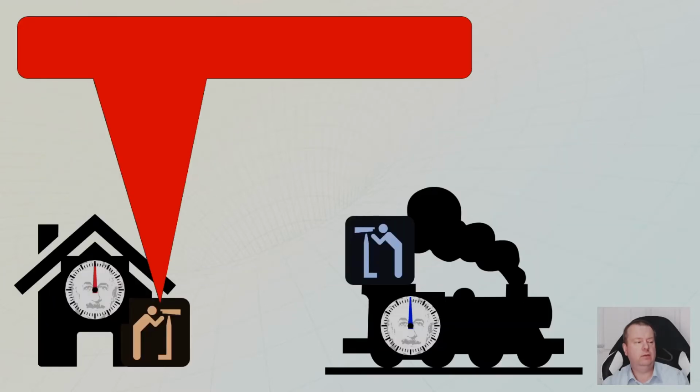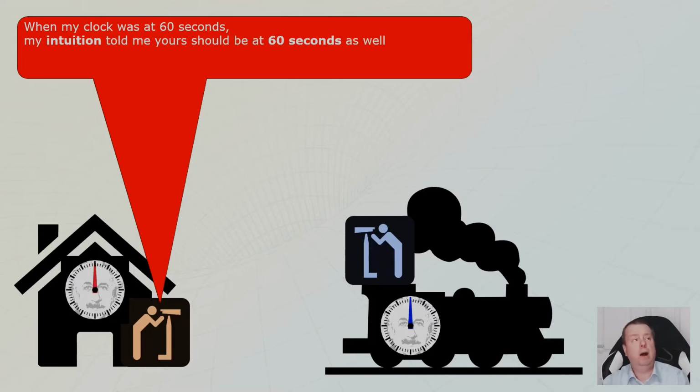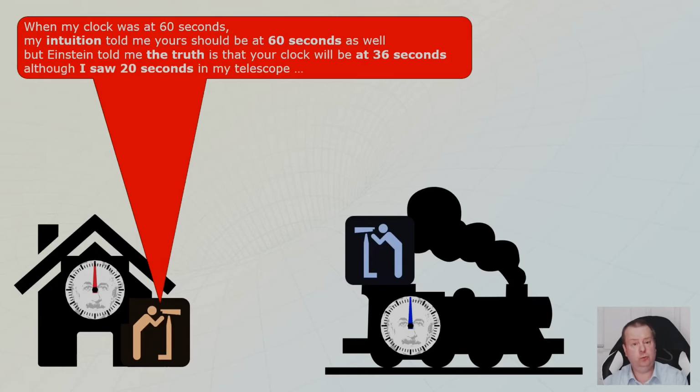And we get this incredibly confusing conversation. Like when my clock was at 60, my intuition would tell me your clock is at 60 as well. But Einstein says no, it will be at 36. So I picked up my telescope and I didn't see 36, I saw 20.